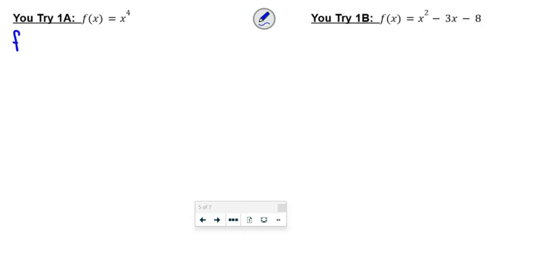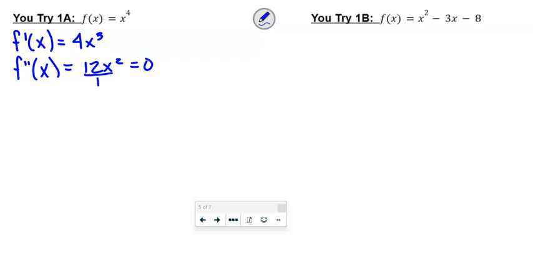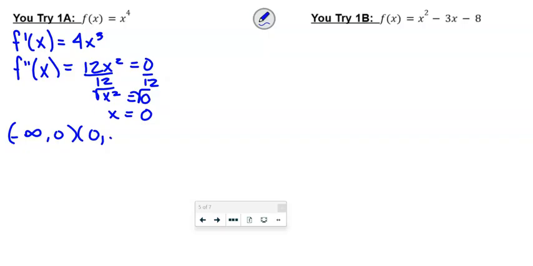Alright, so the first derivative of x to the 4th is going to be 4x cubed. The second derivative is going to be 12x squared. Going to set that equal to 0 again. Divide both sides by our 12. So x squared equals 0, so x is going to be 0, because again we would have taken the square root, right? Okay. So here we go again, negative infinity to 0, and then 0 to infinity.